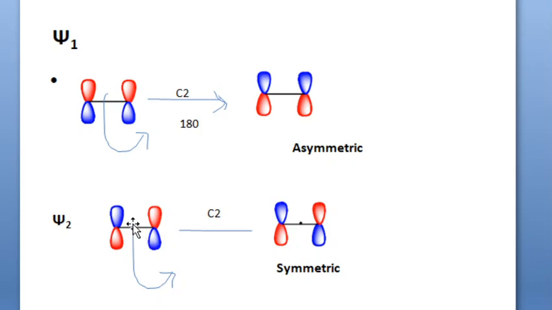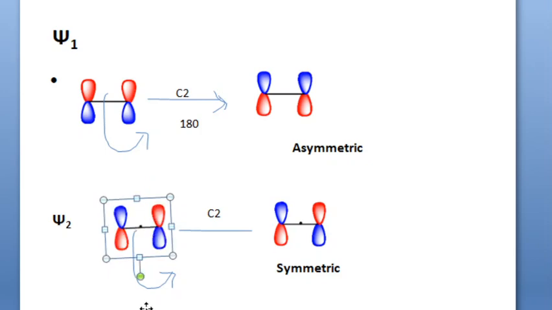So along this axis you hold this one and simply rotate. On rotation, you may get something like this, isn't it? That's the rotation operation I have carried out. You can further rotate this one, and you'll get the same. So on C2 you are getting what? A symmetric psi 2 orbital.